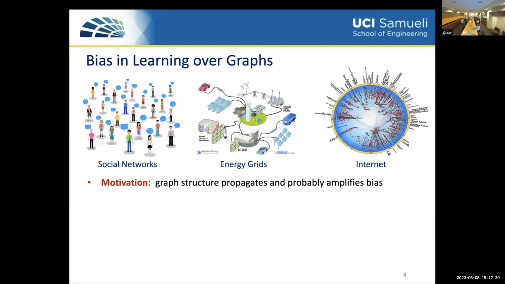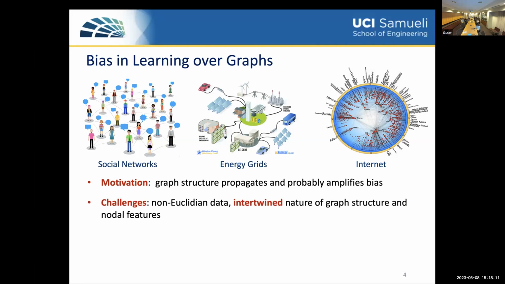And you may be curious, what is so different about machine learning over graphs? Can't we just use existing algorithms for bias reduction or fairness in machine learning to cope with machine learning over networks and graphs? The motivation here is the fact that with a graph structure, the structural information may propagate and possibly amplify bias. The reason is that whenever there's a graph, there's a certain type of information aggregation, information propagation, or collaboration going on. This type of graph structure may lead to different effects and even amplify the existing bias in nodal features.